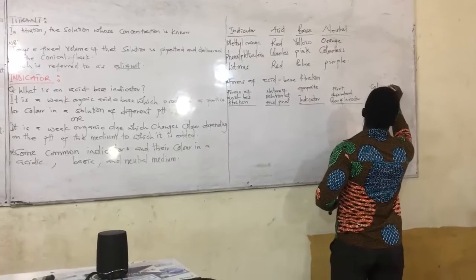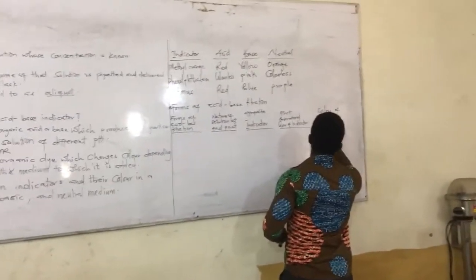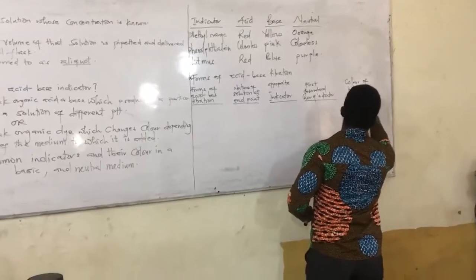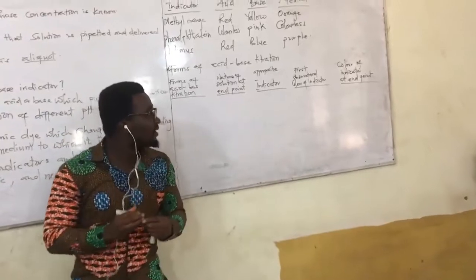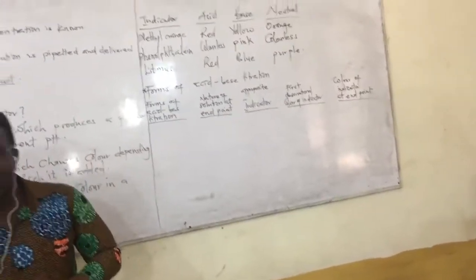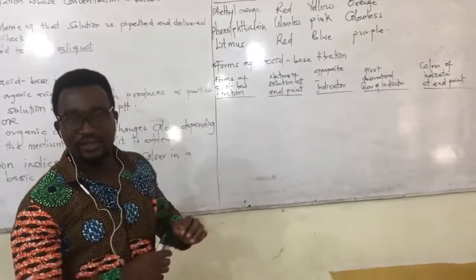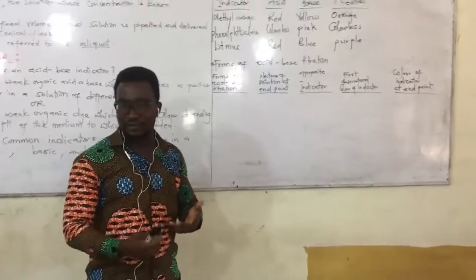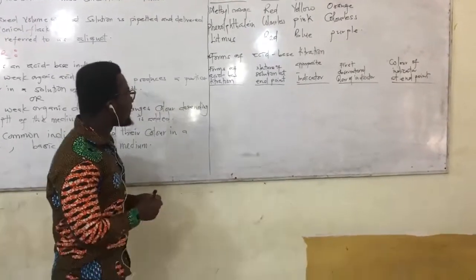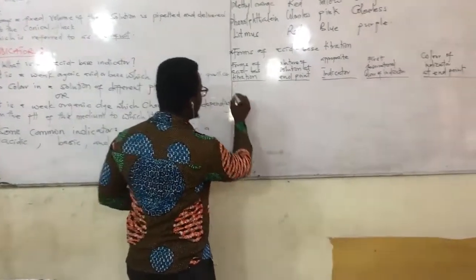So color of indicator at endpoint. At endpoint we produce a different color. So that is the theory behind it. So this is the theory. We are going to examine the theory for today. Now, forms of acid-base titration.